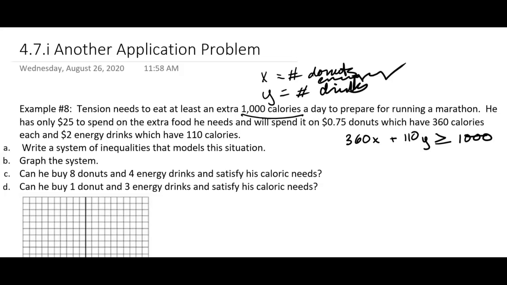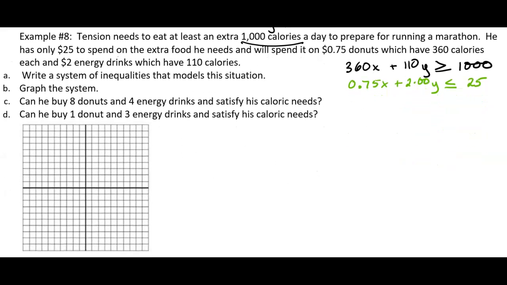Okay. The second inequality is going to come from the money part. Each donut that he's buying is costing him 75 cents. So that's 0.75 times X plus, and then each energy drink is $2. You can put 2.00 if you want to keep the decimals in, or you could just put 2, but sometimes that gets confusing. Anyway, we need that amount that he spends to be less than or equal to $25. Okay? So now we have a system of inequalities, and they ask us to graph these inequalities.